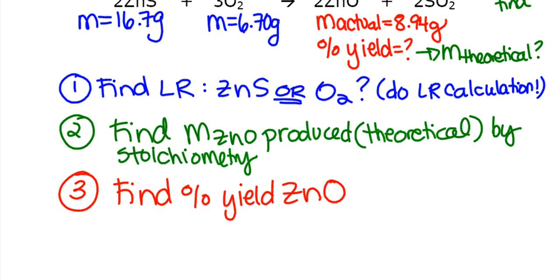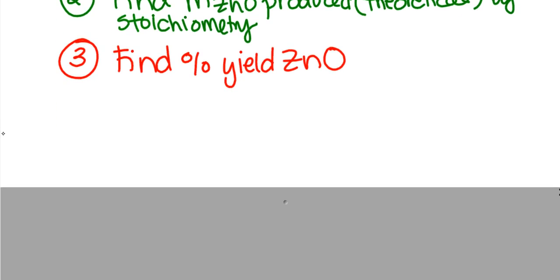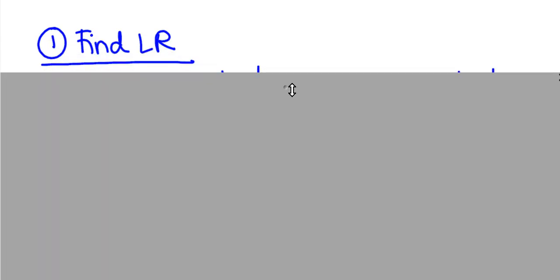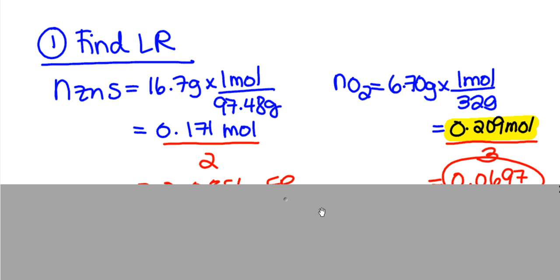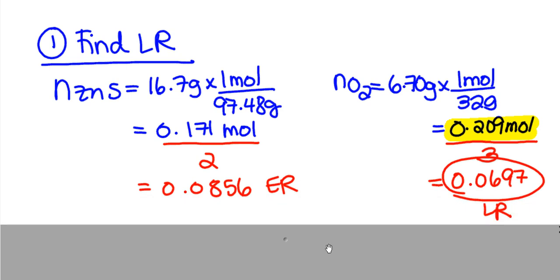So hopefully you've had a chance to at least start solving a problem. We're going to start with the first part, finding the limiting reactant. So remember, when you find the limiting reactant, we need to find the moles of both of our reactants, and we're going to divide by the balanced equation coefficients. And whichever number is smaller is going to give us our limiting reactant. So let's take a look at what's happened here.